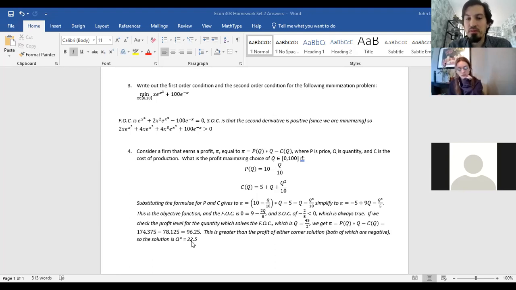How do you know the answer is 22.5? Well, I guess you could check the corners. The corners are 0 and 100 here. This is the choice set. Q has to be chosen between 0 and 100.